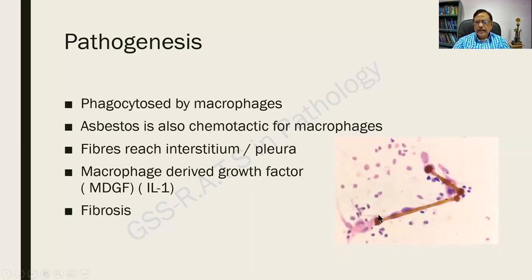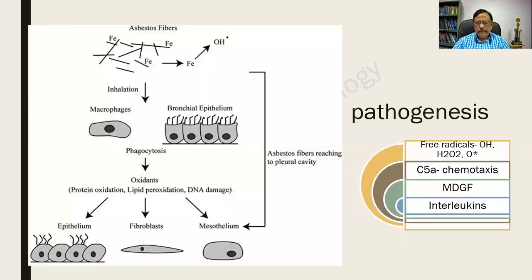This is an example of an asbestos body. You find that it is elongated and it is dumbbell shaped. You find that the edges are enlarged, whereas in the middle it is thin. This is a dumbbell shape. And it is also brown in color because of the iron pigment. It is called as asbestos body.